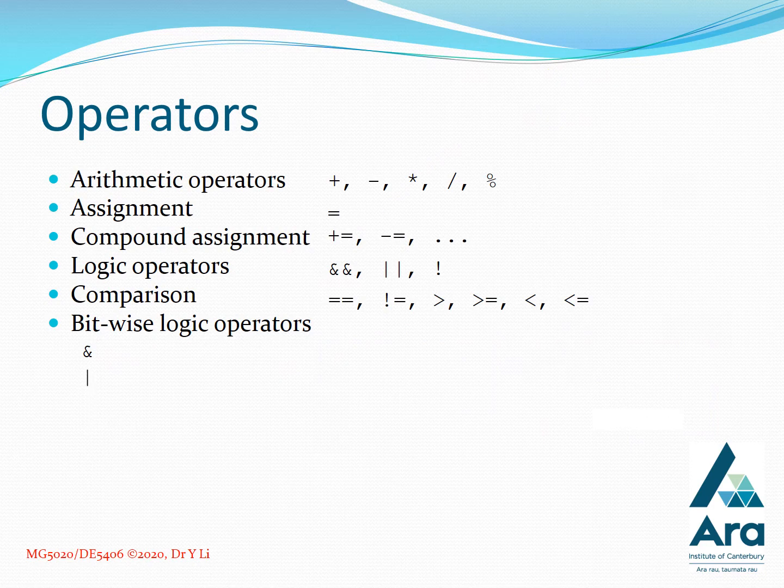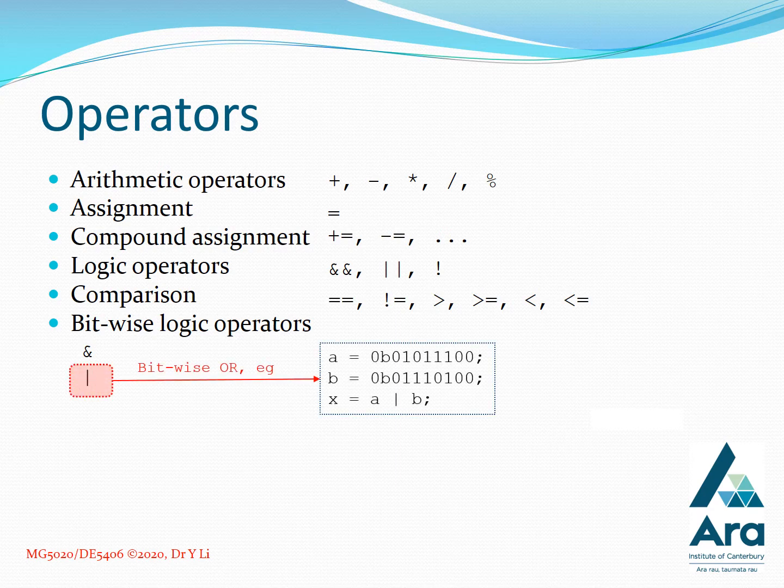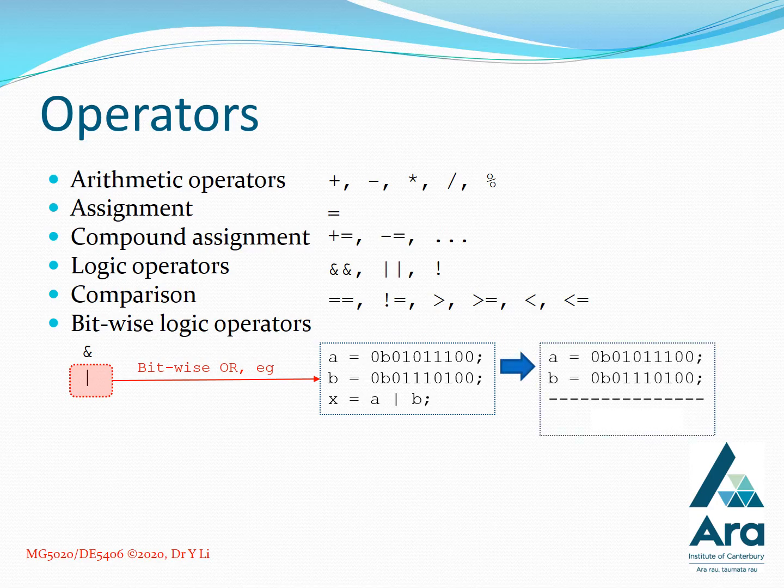Bitwise OR, a single pipe. Look at another example. We have a, the same value as the previous example, and b, the same, and then we use the bitwise OR operator to OR those two values and assign the value back to x. How will the computer execute it? Look again. It will OR the values bit by bit, first the LSB, for example.